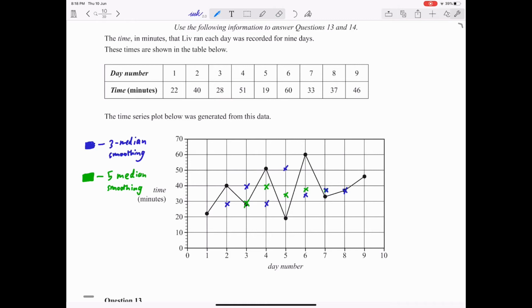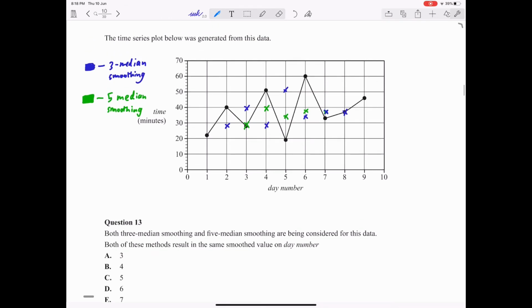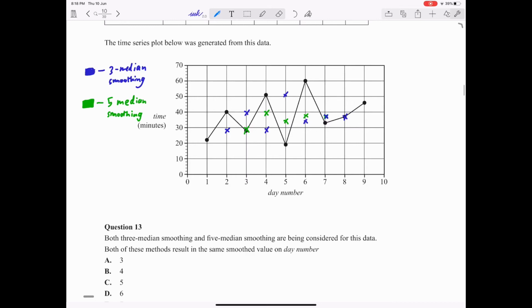Question 13. The time in minutes that Liv ran each day was recorded for 9 days. These times are shown in the table below. The time series plot below is generated from this data. Both 3 median smoothing and 5 median smoothing are being considered for this data. Both of these methods result in the same smooth value on day number... So basically we have to determine what day the 3 median smoothing and 5 median smoothing will be the same.